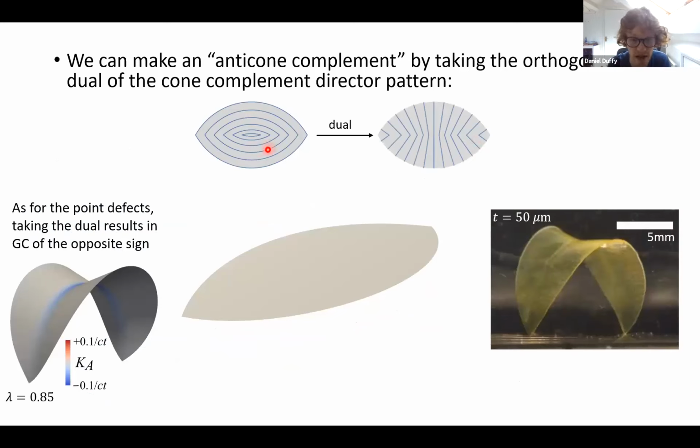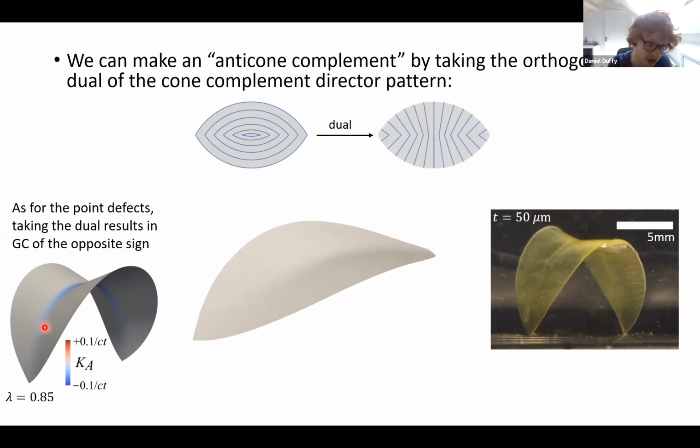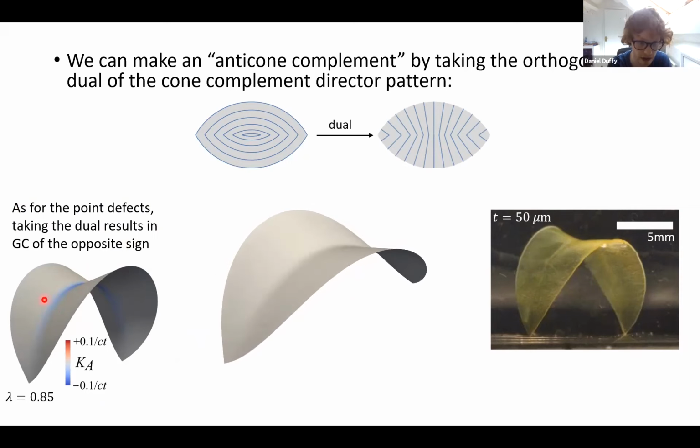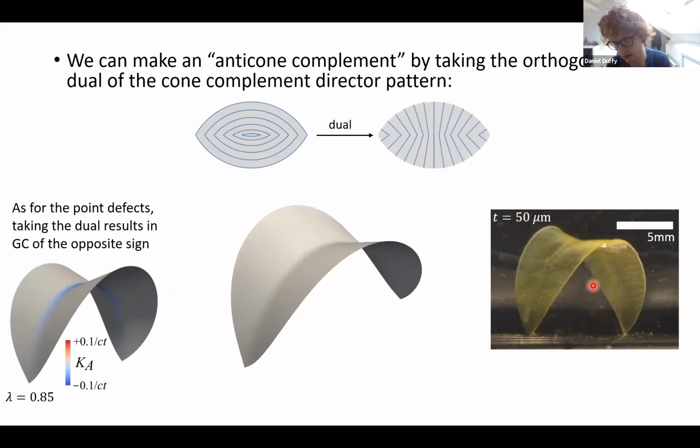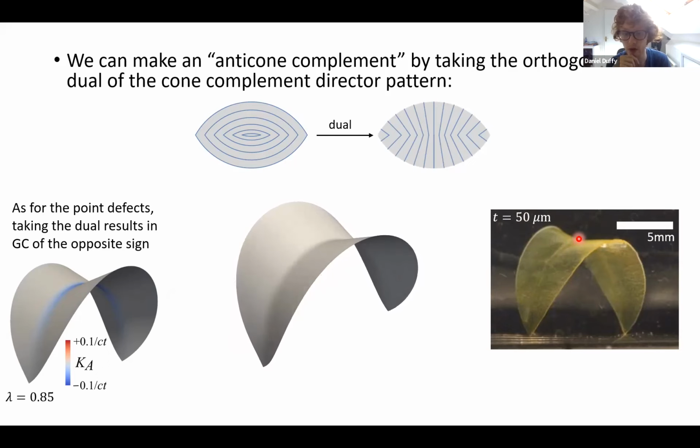So if you rotate the director everywhere by 90 degrees, then you get what we're calling an anticone complement pattern, which looks like this. And just like for those point defects I showed you, taking the dual in this way gives you Gauss curvature, which now has the opposite sign. So now here again, we see a kind of ridge with very concentrated negative Gauss curvature in blue, and the thing is saddle-like in nature. And again, this was validated experimentally and worked quite well.